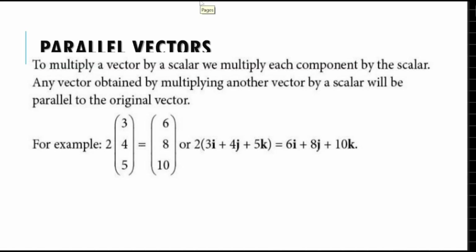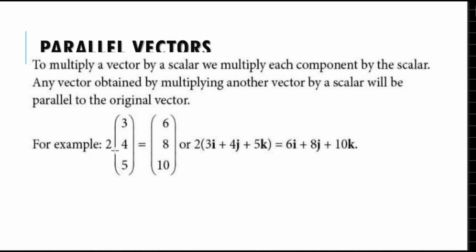Parallel vectors from parallel lines. You know parallel lines are lines that can never meet, but they can have the same magnitude and direction. Okay, so for a parallel vector, to multiply a vector by a scalar, we multiply each component by the scalar. So any vector obtained by multiplying another vector by a scalar will be parallel to the original vector. If you multiply a vector by a scalar, the answer will always be a vector, and the answer you have is said to be parallel to the original vector.